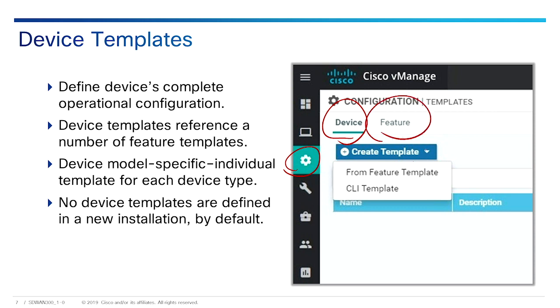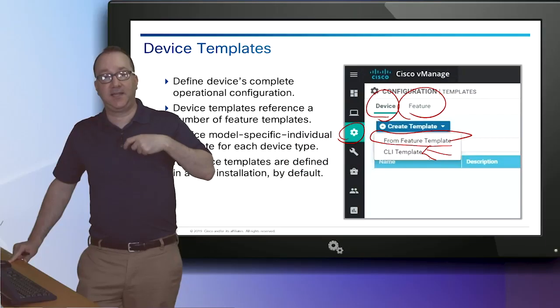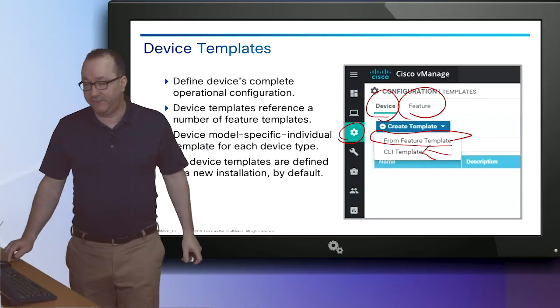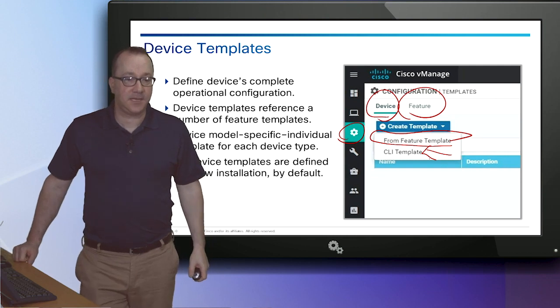We can configure templates from a feature template, so we get an existing one, or we can do a CLI template, which means we can actually apply a CLI configuration to a template, right? Some of the configuration, specifically policies, gets really complicated in the GUI, but is very straightforward in CLI. So you can actually configure it in CLI and apply that CLI template to the device template. Okay.